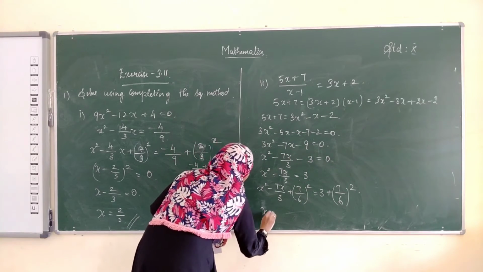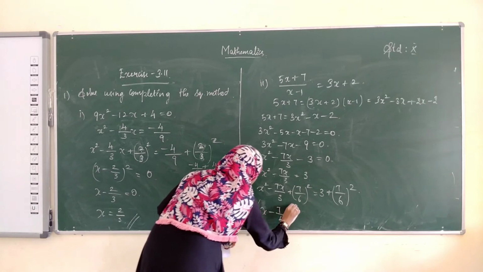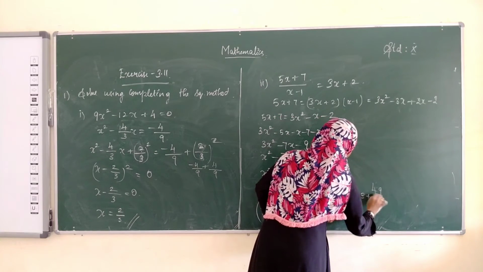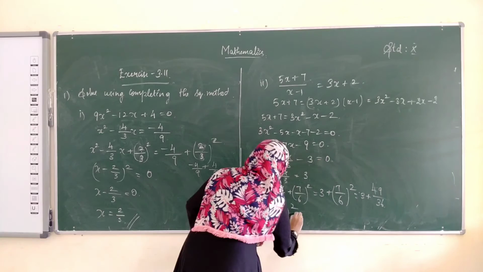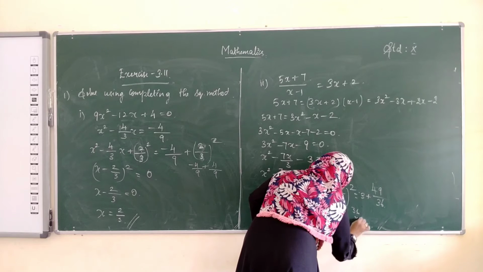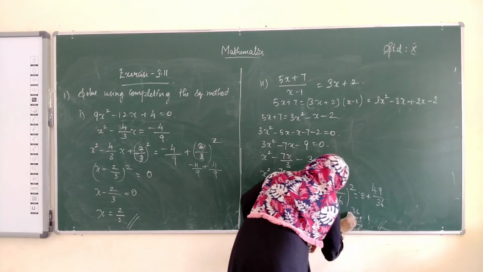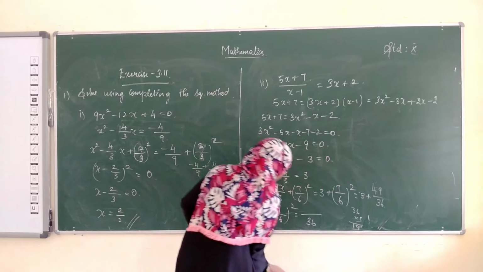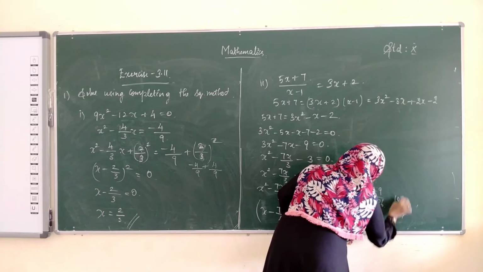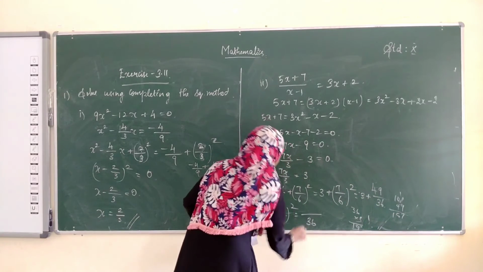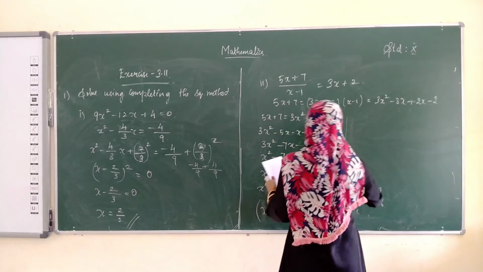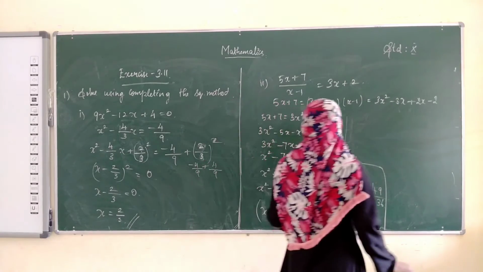Okay, so this can be written as x minus 7 by 6 the whole square, which is equal to 3 plus 49 by 36, which is equal to 36 into 3, 108, 108 plus 49. Okay, 157 by 36. Now what we have to do?